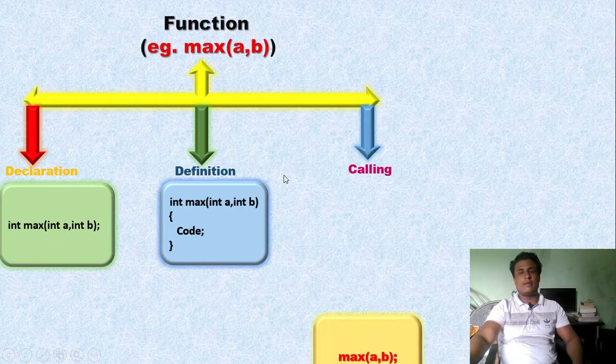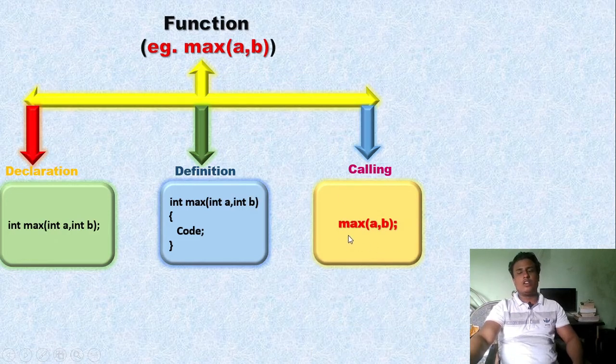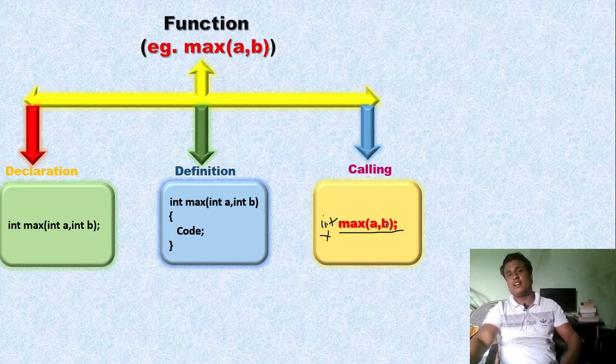Now let's see the calling part here. The calling part is the most minimized way of writing a function: just the function name. This is the function calling part. Notice that there is no use of a return type here, no int is used, and the parameters' data types are not mentioned here either. It will show an error if you mention the data type here.